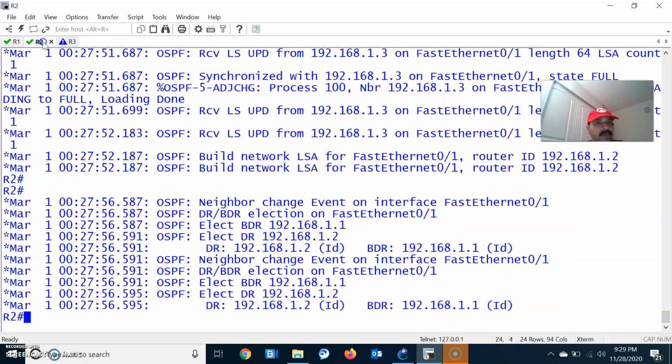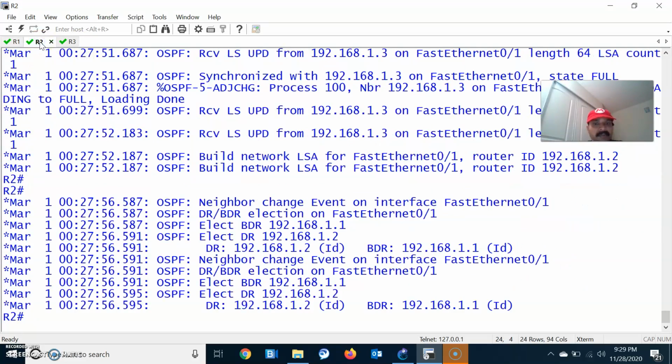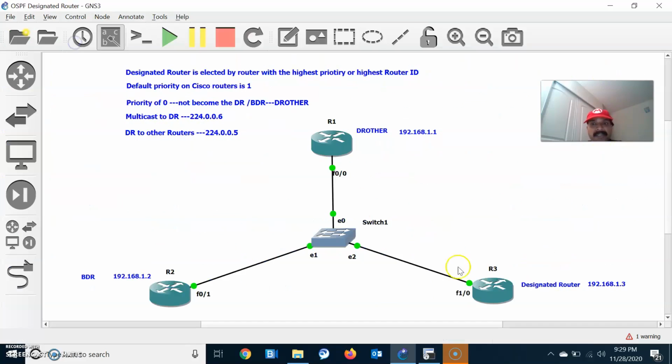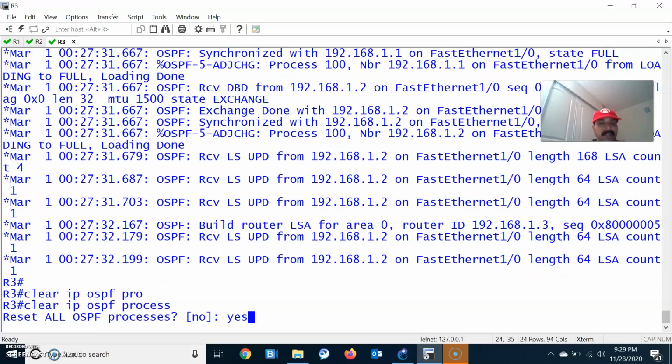Or else what we have to do is a clear IP OSPF process. Sometimes it will take some time. Still it is showing 1.2 there, even though we already activated the interface. On R3, let us do a clear IP OSPF process. Let us do yes.